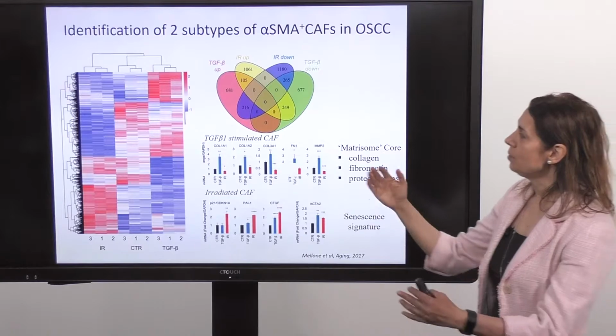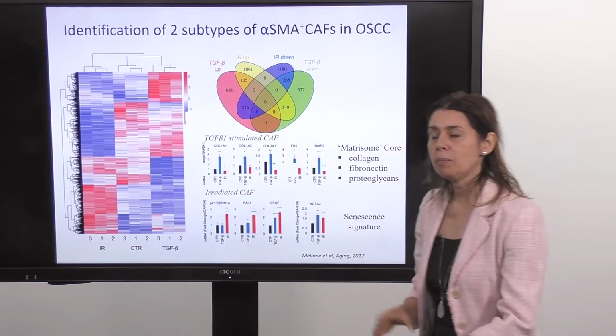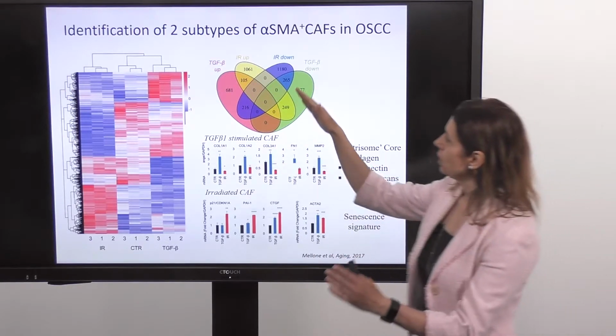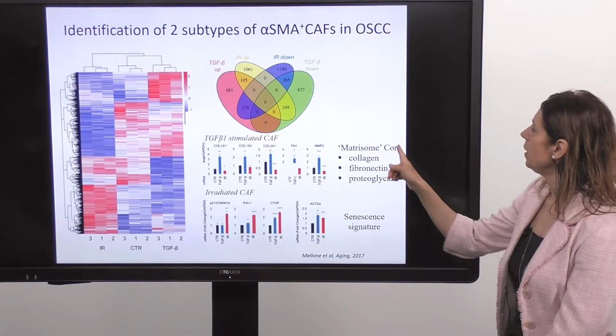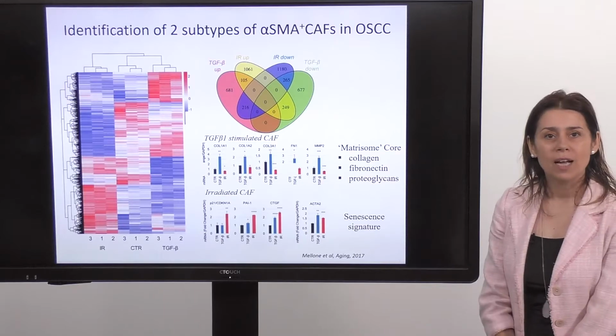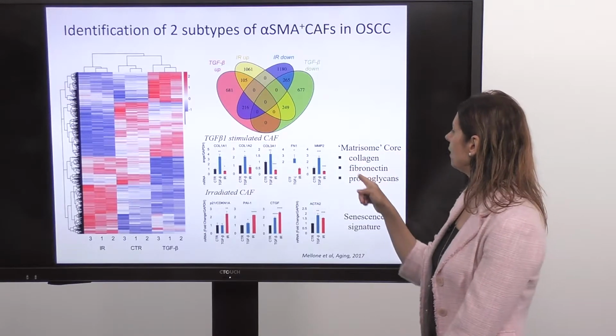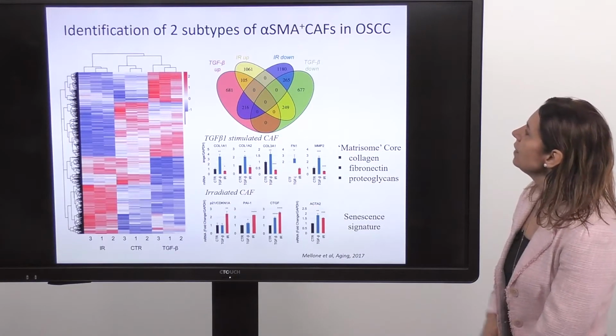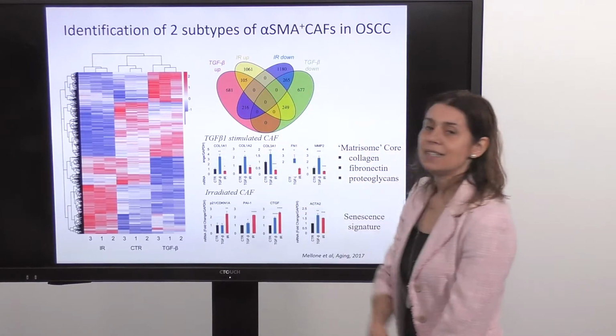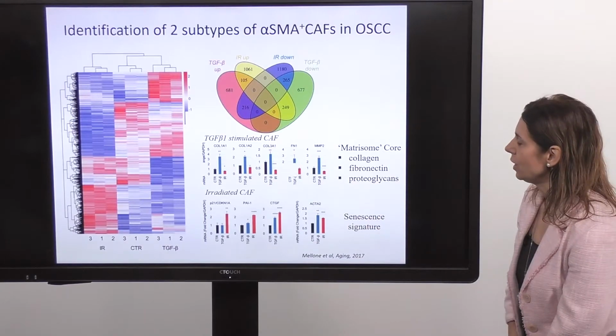So the genes that were similar belong mainly to the motility pathways, while the genes that were separated in the TGF-beta stimulated fibroblasts belong mainly to the matrisome core. So these are the genes that are involved in the synthesis of extracellular matrix proteins, while the other ones, the irradiated phenotype, had the senescence signature.